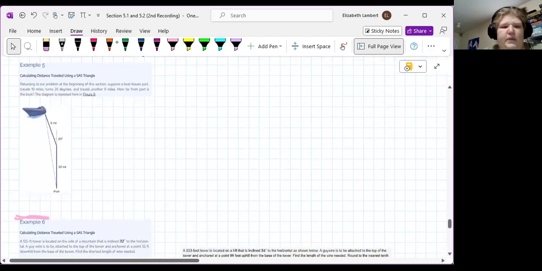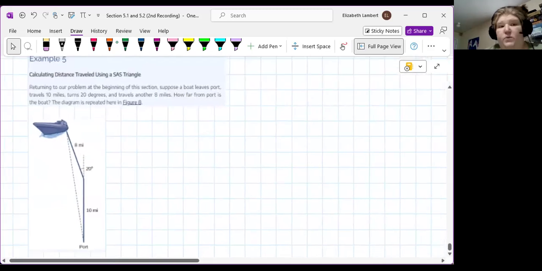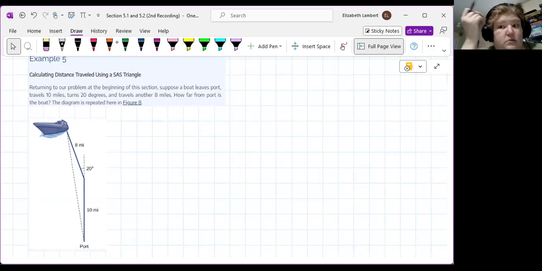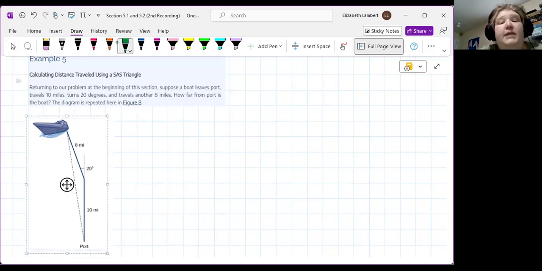All right. The other one we have here is the one that was apparently introduced at the beginning of the book. I know, because you guys totally read the book and you remember this, right? Sure. All right, so we got this boat. It leaves the port. It goes 10 miles. Then it turns 20 degrees, which we're going to pretend in math land, like it literally turns, not like it makes a curve. And then travels another 8 miles. And now it wants to know, how far is it from the port?